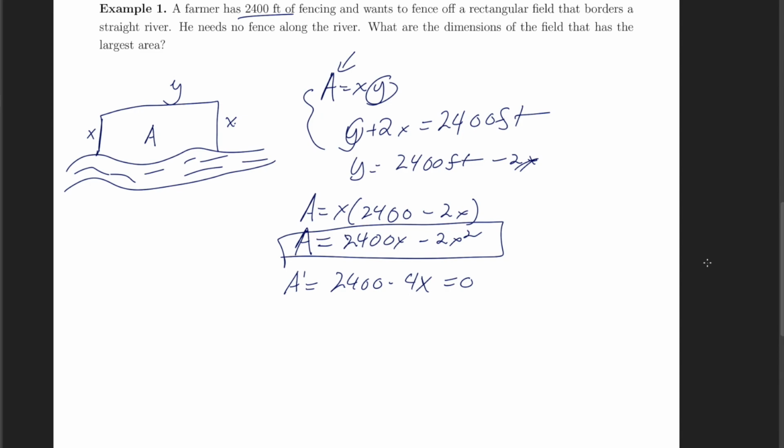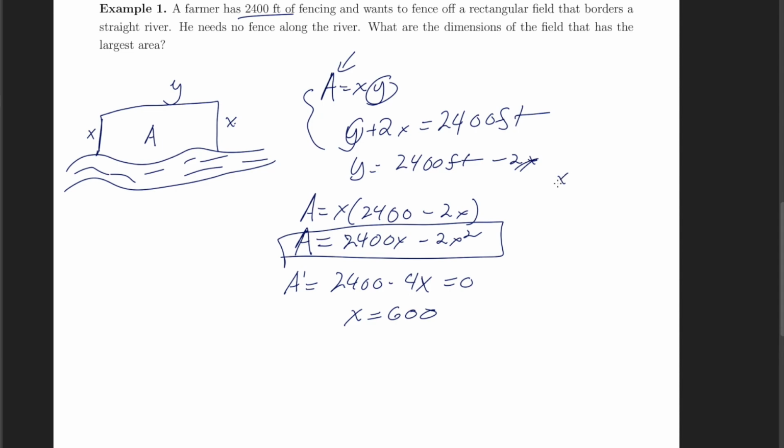All right, so if we set that equal to 0 and solve for this, we're going to find x is equal to 600. Do we have other local maxes and mins? Yeah. x equals 600. Notice here I should put a little caveat. Let me put the caveat right here.